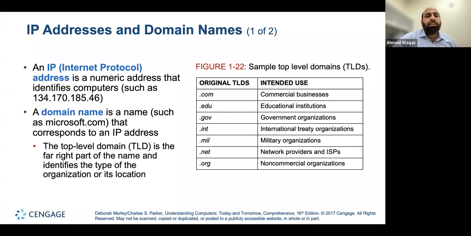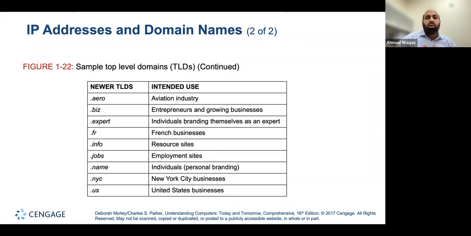The top level domain is the far right part of the name, and it identifies the type of the organization or its location. There are different types of these domain names. You can see the TLD, or top level domain. They are used to categorize different organizations. For example, .com is used for commercial, .edu for education, .gov for government, .int for international treaty organizations, .mil for military, .net for network providers, .org for non-commercial organizations, and there are many others. You can see .biz, .fr, .info, .jobs, .us. Many other top level domains are available.